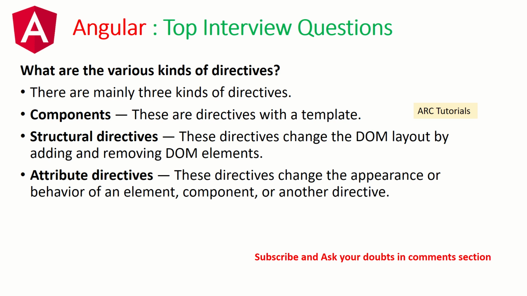Structural directives are the ones which can change or update the layout of the screen, of the view. For example, a for loop or an if else. Those are called structural directives. Now what are attribute directives? Attribute directives change the behavior of an element, like look and feel, appearance, etc.